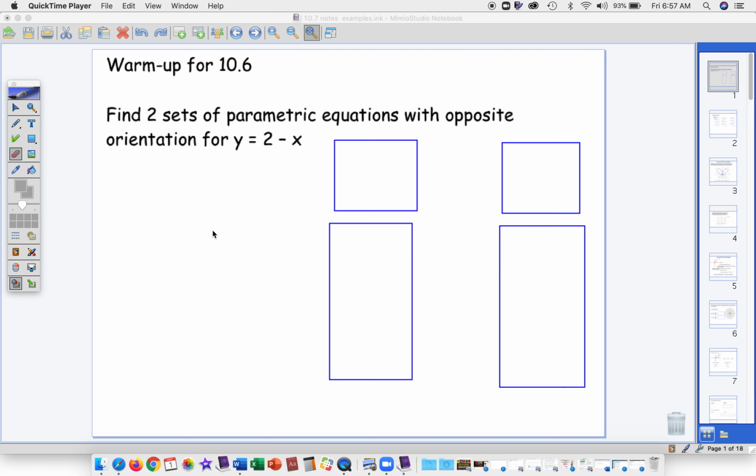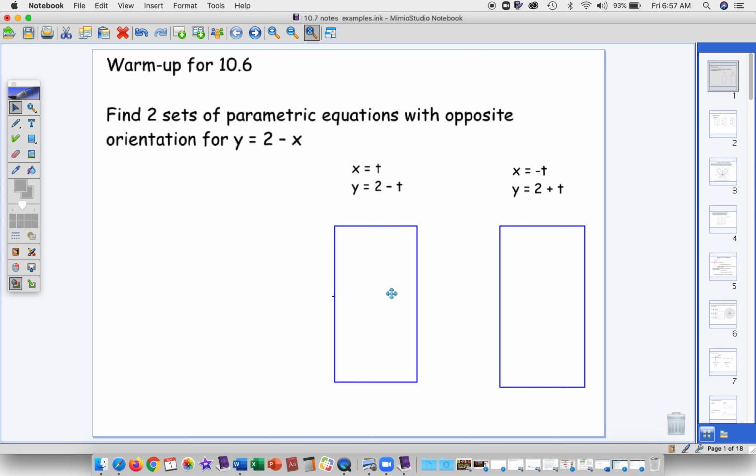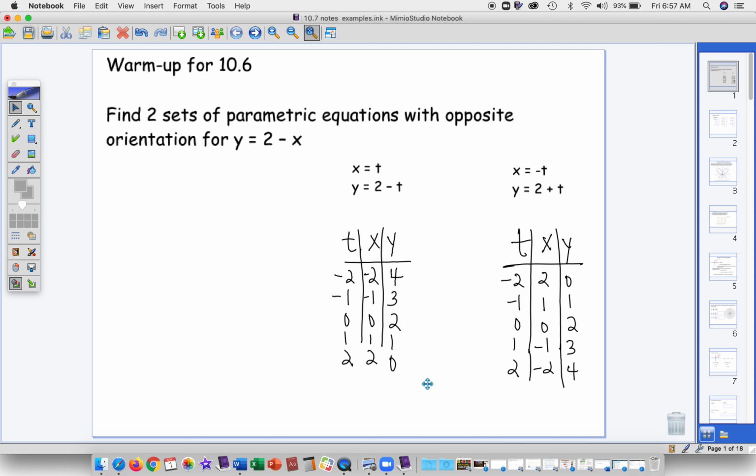Okay, let's see how you did. So keeping it simple, I let one set of equations be x equal to t, which makes y equal to 2 minus t. For the second set, I let x equal negative t, which makes y equal to 2 plus t. So if you look at some coordinates, I just randomly picked points from negative 2 to 2. You can see how you end up with the exact same coordinates, but when you look at increasing order of t, they're going to be plotted in an opposite order, which makes that orientation opposite.